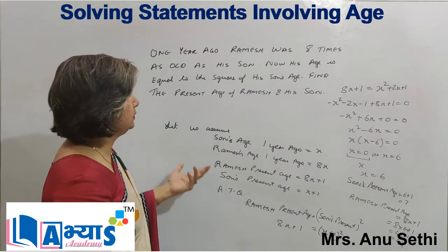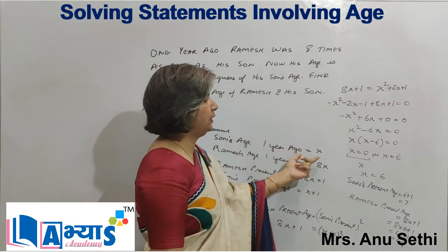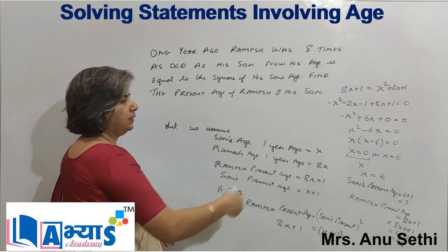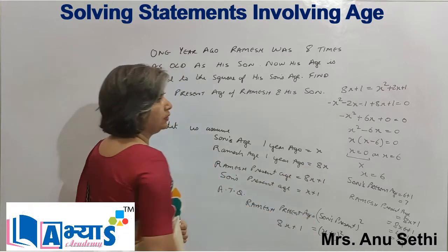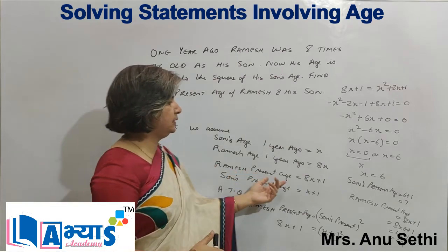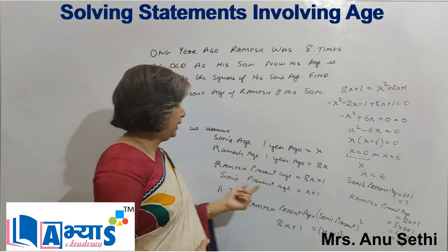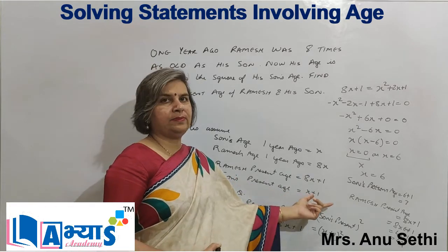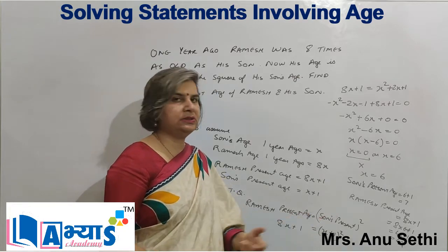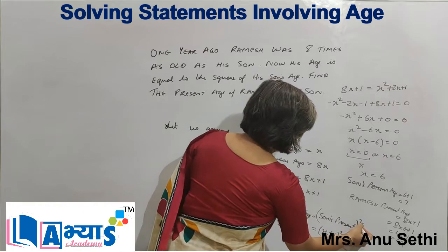तो उस सिचुएशन में हम पहले लेट अस असूम सन्स एज 1 ईयर अगो वाज x, तो फिर रमेश की एज 1 ईयर पहले कितनी थी, 8x, because it was 8 times the son's age. Now Ramesh's present age is, we are going to add 1, so it will become 8x plus 1 and son's present age will be x plus 1. According to the relation, Ramesh's present age is equal to son's present age square. Substituting the values, I will get this expression.